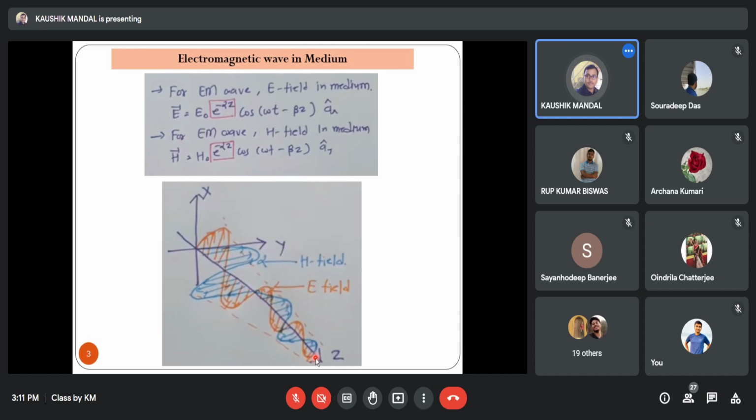So that is the situation in terms of electric field and magnetic field separately, if we consider their propagation in free space and in a medium. When we consider the propagation in a medium, we have to include the attenuation factor. Now the question is how we are getting these equations, that is the equation in free space and the equation in a medium. That will be discussed one by one.